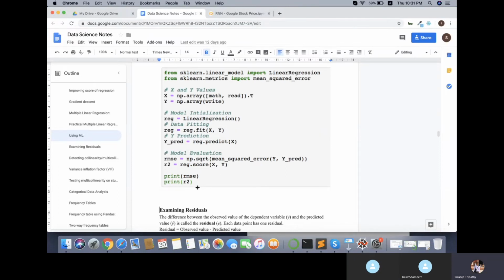So R square score will be 1 minus SSR by SST. 1 minus SSR means sum of square of residual by sum of square of total. SSR by SST means sum of square of regressor by sum of square of total. So that's one way to evaluate our model.